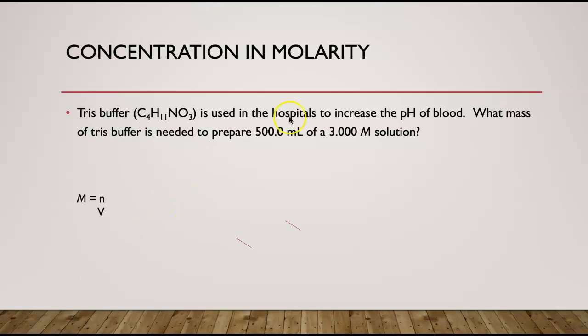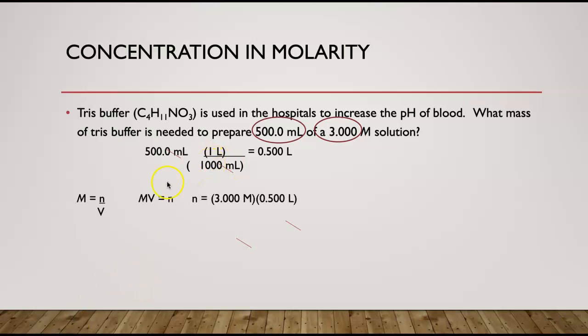So we need this buffer to increase the pH of blood. So what mass of the buffer would be needed to make 500 milliliters of a 3 molar solution? So don't forget this formula down here, that molarity equals our number of moles divided by our volume. And again, that volume is in liters. And so I'm simply going to convert my volume to liters, and then I'm going to plug those things into my formula.